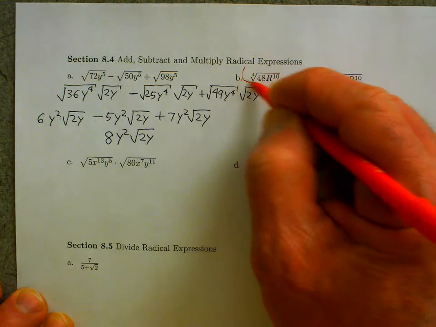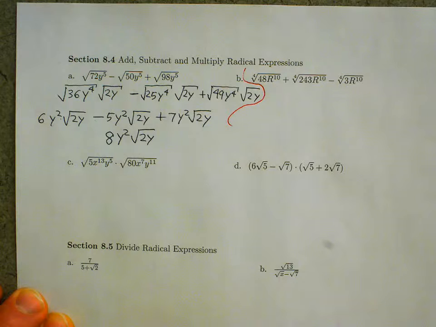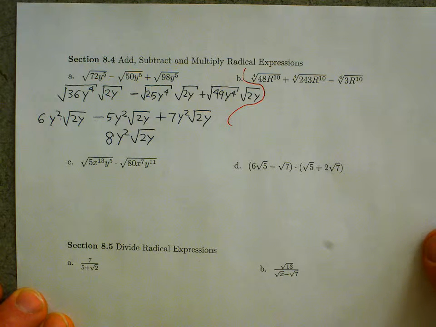Okay, the next one, part B, the fourth root of 48r to the 10th plus the fourth root of 243r to the 10th minus the fourth root of r to the 10th.